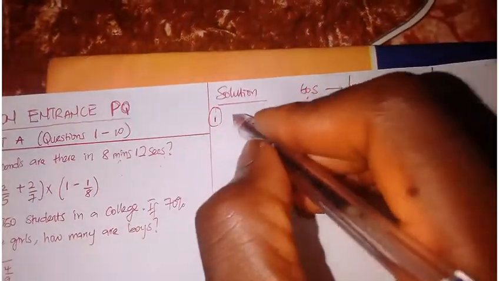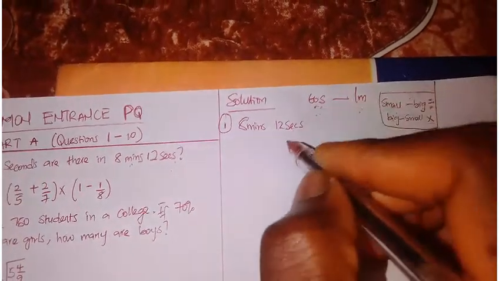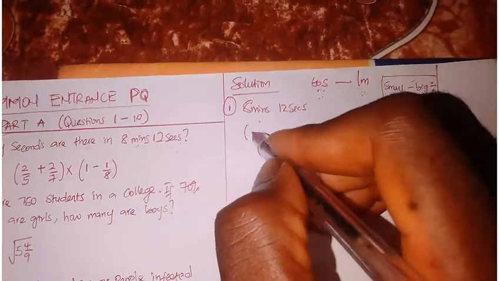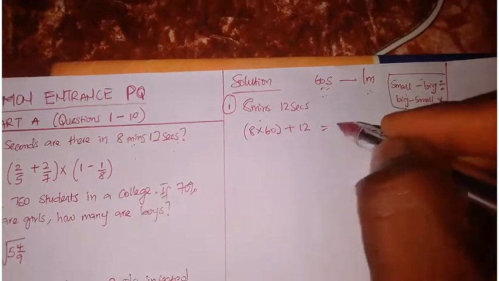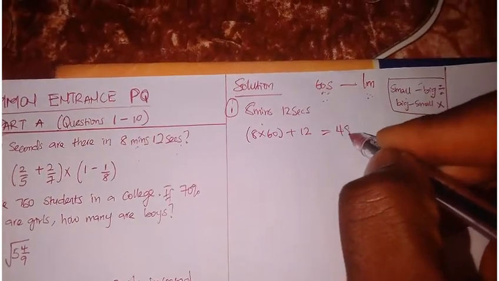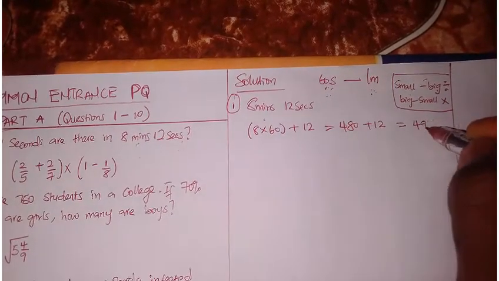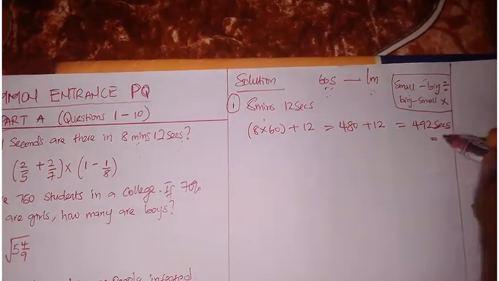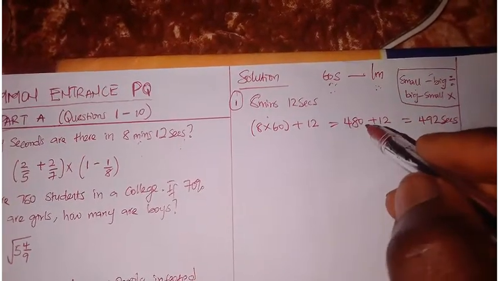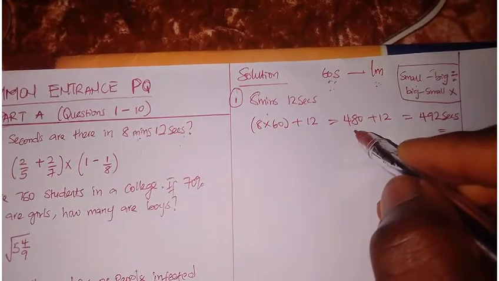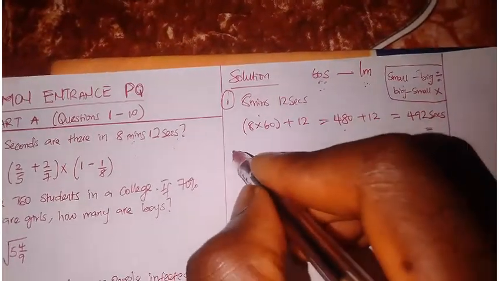Since I'm converting 8 minutes 12 seconds to seconds, it becomes 8 times 60, plus 12. 8 times 60 is 480, plus 12, that becomes 492 seconds. As simple as that. All of them are now in seconds. So by multiplying by 60, it turns to seconds, then adding 12 seconds becomes 492 seconds. That's all for that.